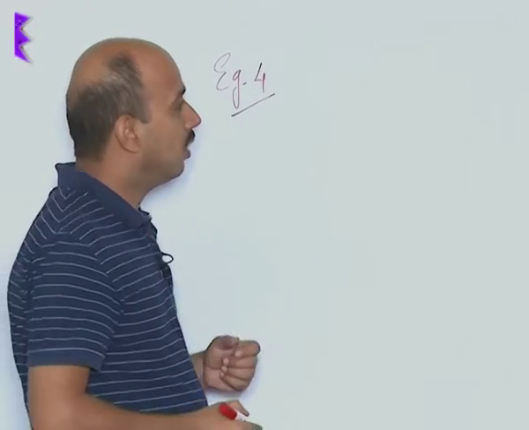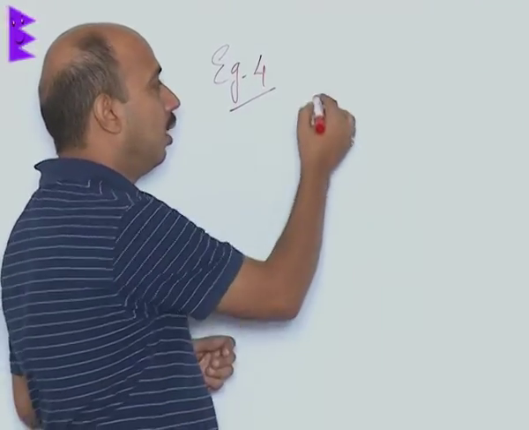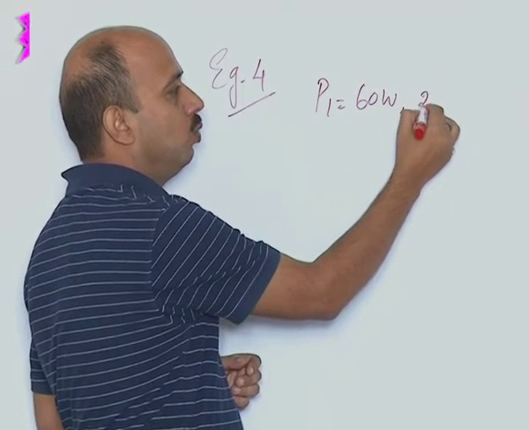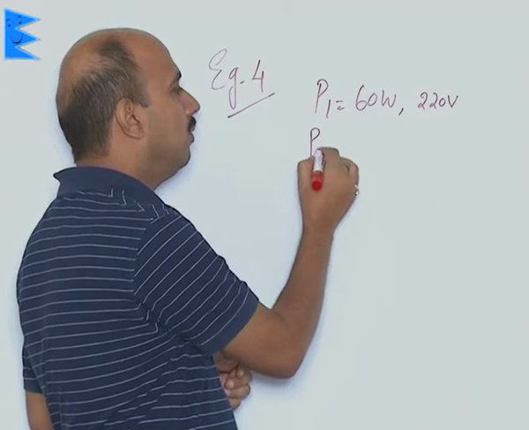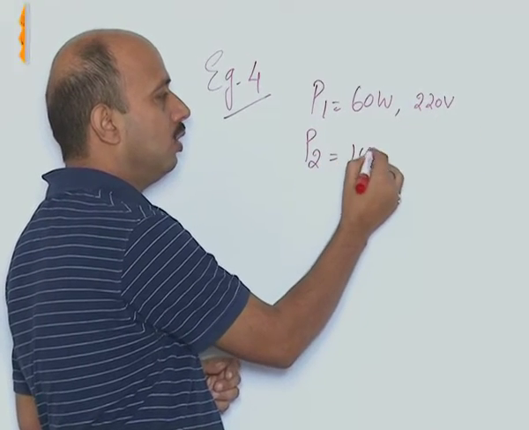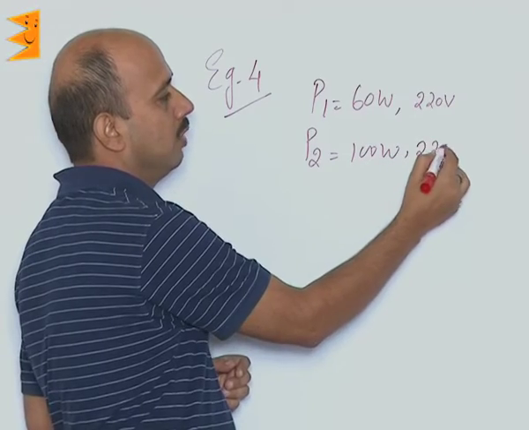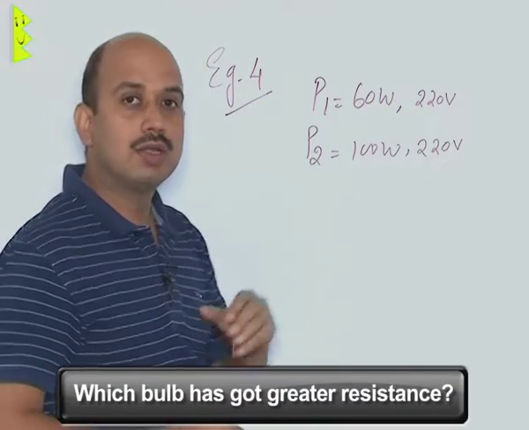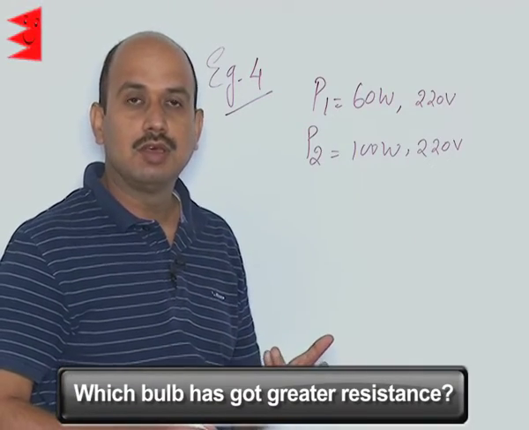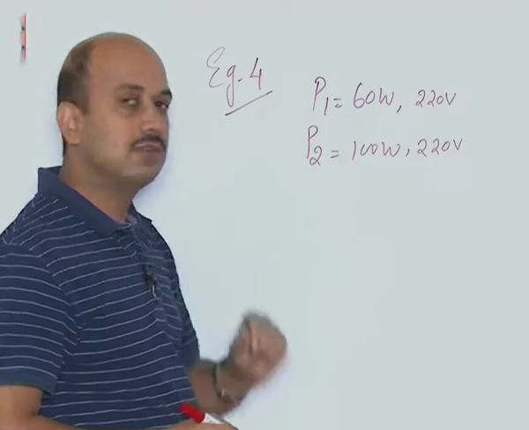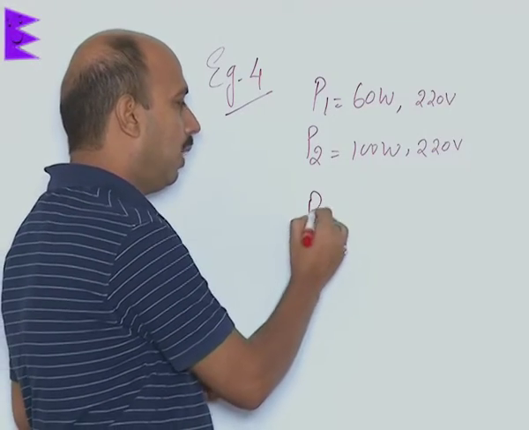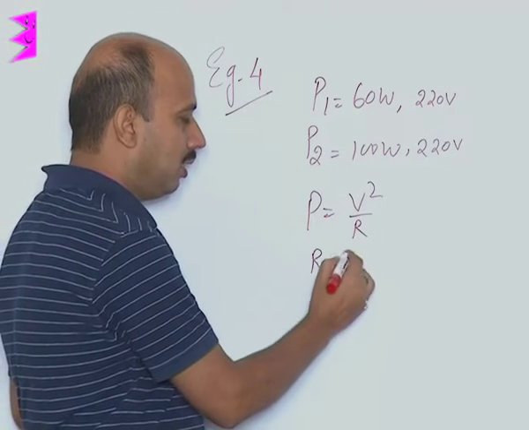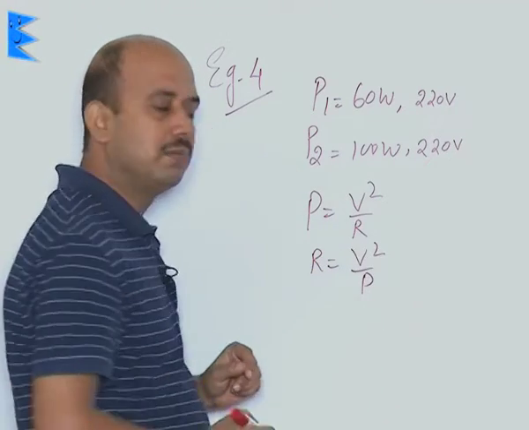There are two bulbs having different powers. One bulb has power 60 watt and it is rated 220 volt. Another bulb has power 100 watt and it is also rated 220 volt. Now you have to tell which bulb has greater resistance. So now see, for calculating resistance in this case, we can use power is equal to V square upon R, or we can write R is equal to V square upon P.